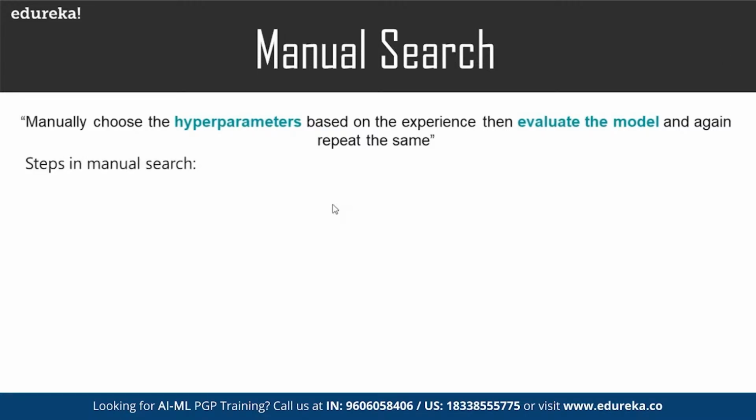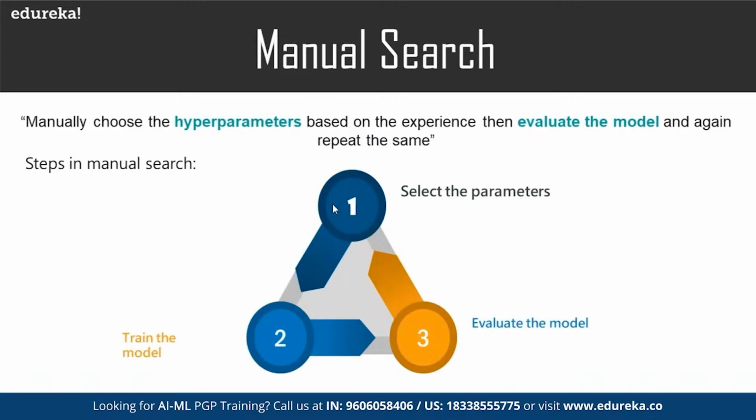So here we go. The steps in such a manual search are usually selecting the right parameters, and then training the model. Training the model of course happens after the model selection, which is part of machine learning modeling. And then moving further, we have the model evaluation.